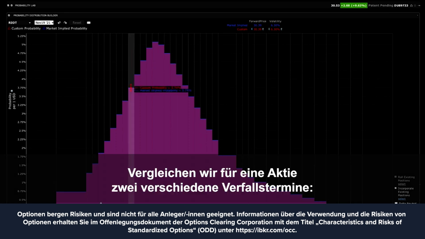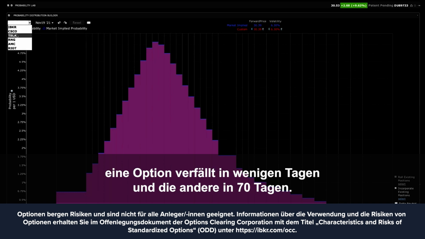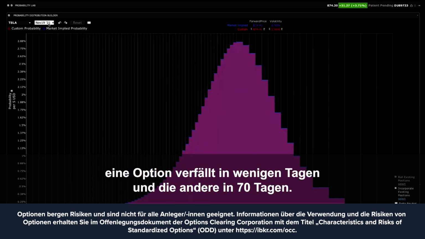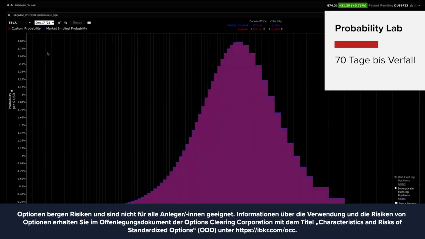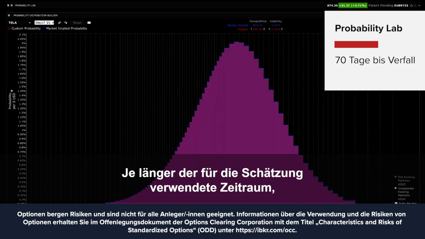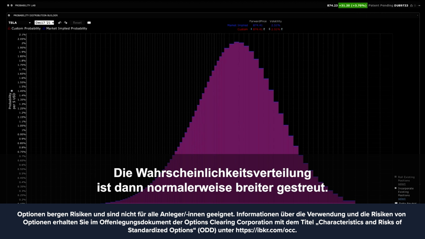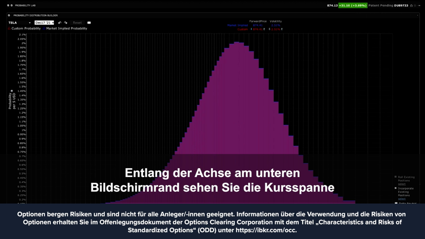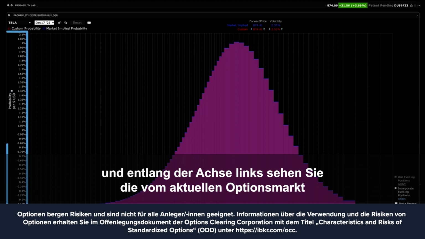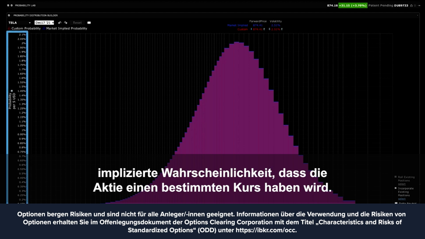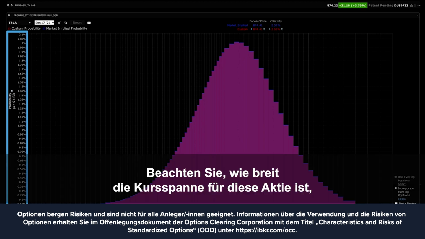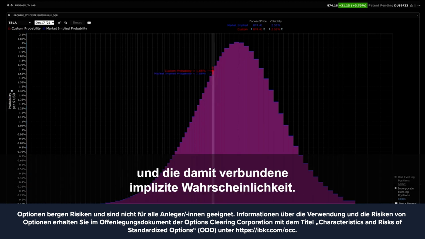Let's compare two expirations for a stock using an option with minimal days to expiration and one with 70 days to expiration. The longer the time period used for estimation, the wider is the expected price range. Typically, the probability distribution will be greater. Across the bottom, you can measure the price range, and along the side is the option market's current implied probability concerning the share price landing at any given price. Notice how wide the price range is for this stock and see the associated implied probability.